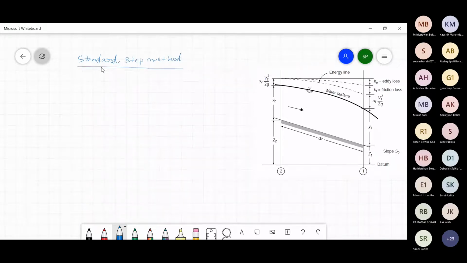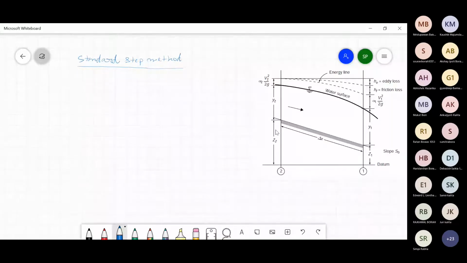So from the figure, suppose this is section 2 and this is section 1. That means we know the values at section 1, and we have to compute the value, that means y at section 2. So computing energy here and equating the energy, what will we get?